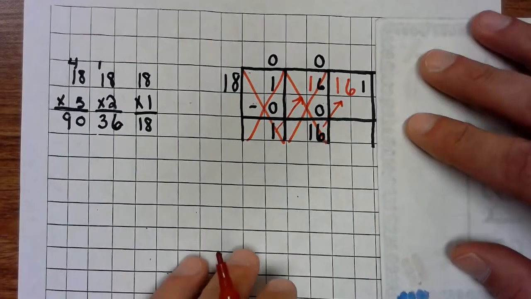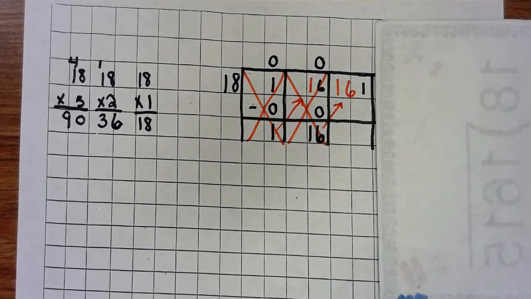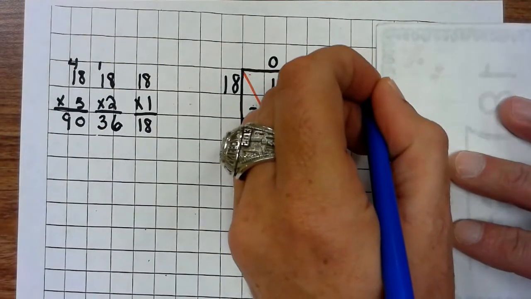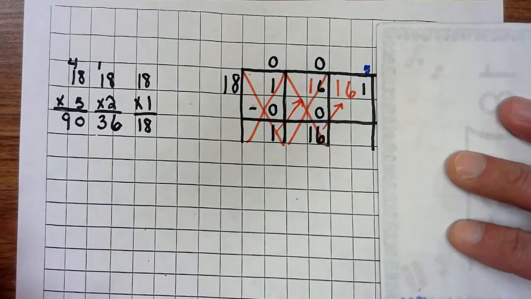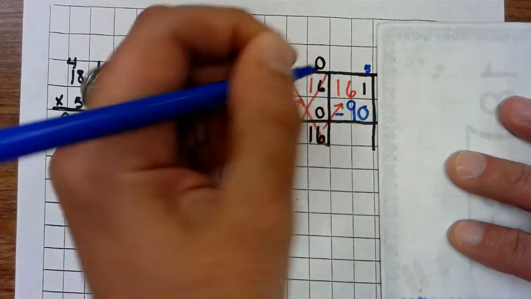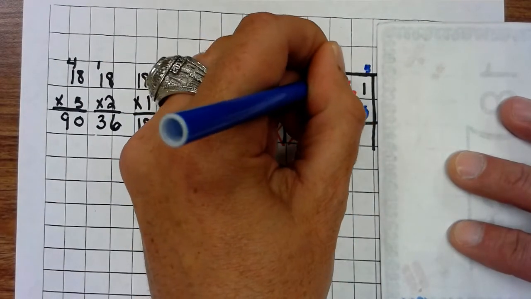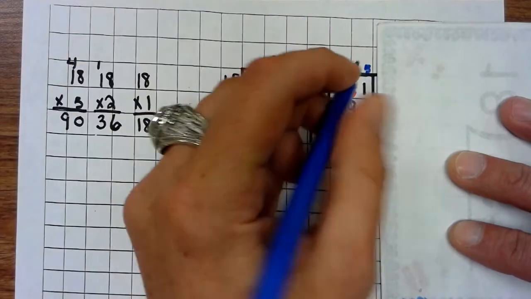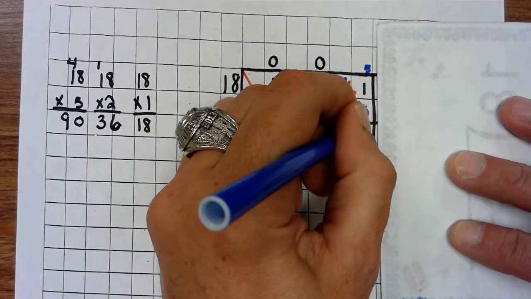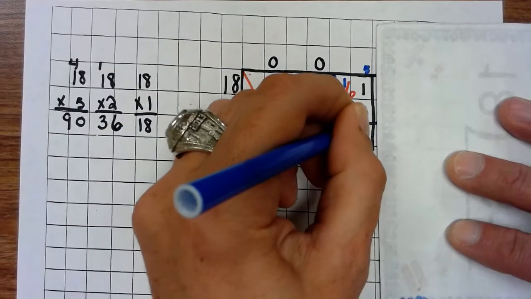Now, how many times does 18 go into 161? I know that 18 times 5 is 90, and 90 fits inside of 161. So I'm going to write a small 5 right there. And then I'm going to subtract 90. I have to borrow from the hundreds. 1 minus 0 is 1. 16 minus 9 is 7.